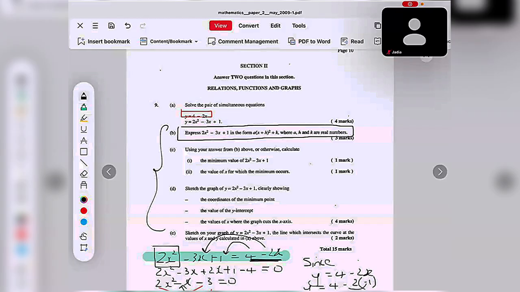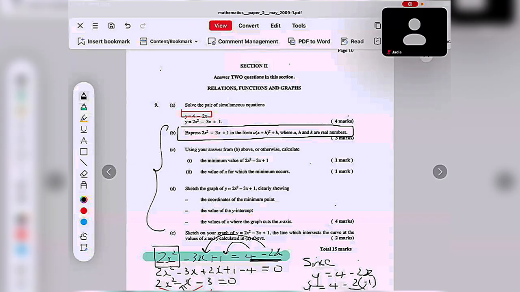All right, now it says express 2x squared minus 3x plus 1 in the form a open bracket x plus h all squared plus k, where a, h, and k are real numbers. And anybody in my class can confirm you have an exact example of how this question is written in your book, exactly like how you see it on paper. Check in your notes. Let me give it to you.